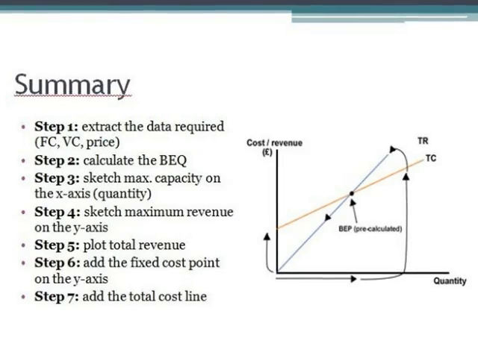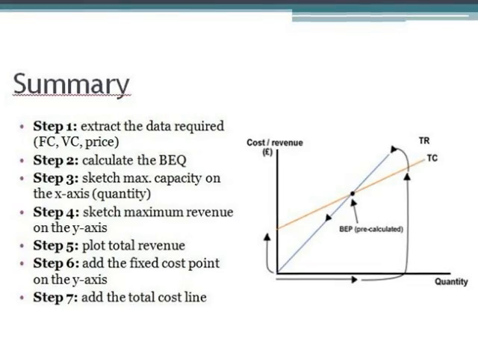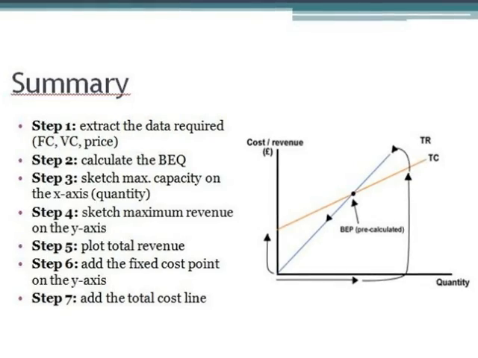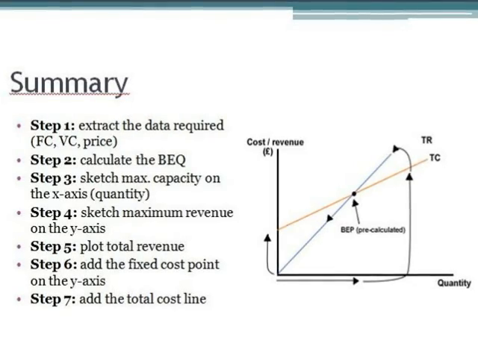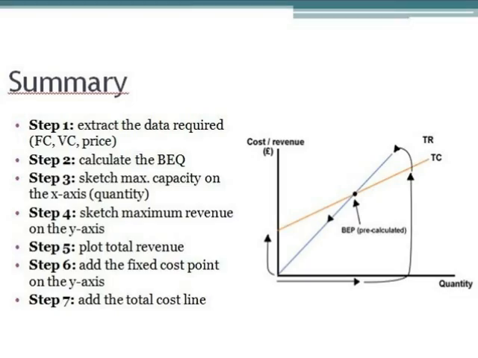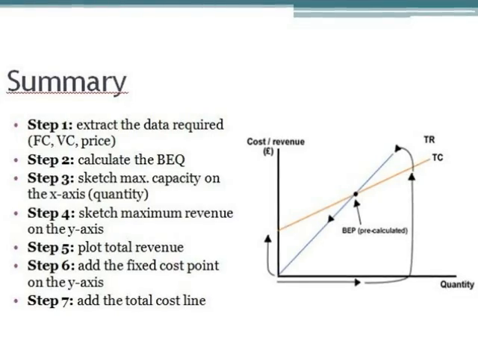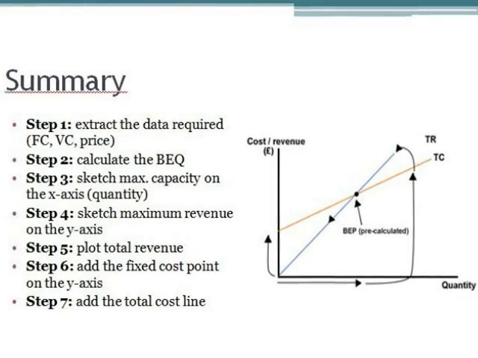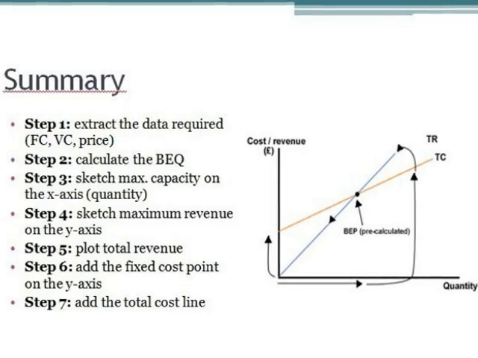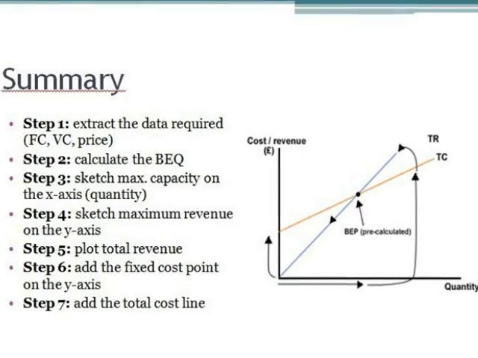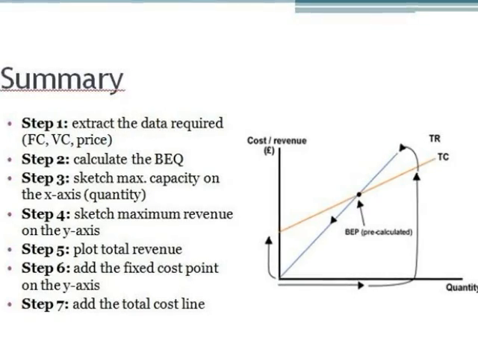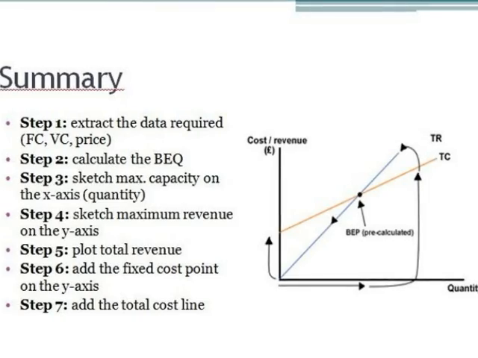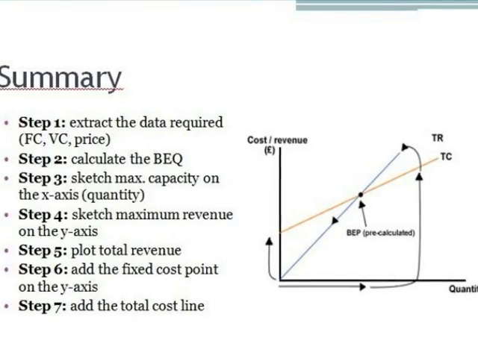In the third step, you need to sketch the maximum capacity on the x-axis. If you're given a value, then you need to use that figure. If you're not, just double the break-even quantity you calculated before. In step number 4, it is necessary to sketch the maximum revenue on the y-axis. The maximum revenue is the price per unit times the maximum possible sales.